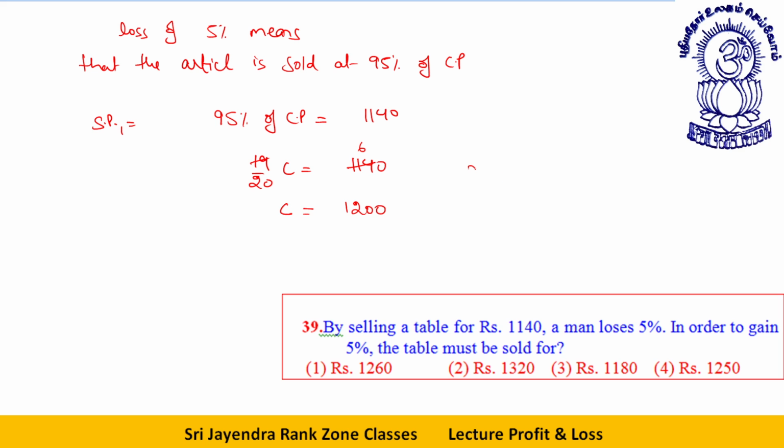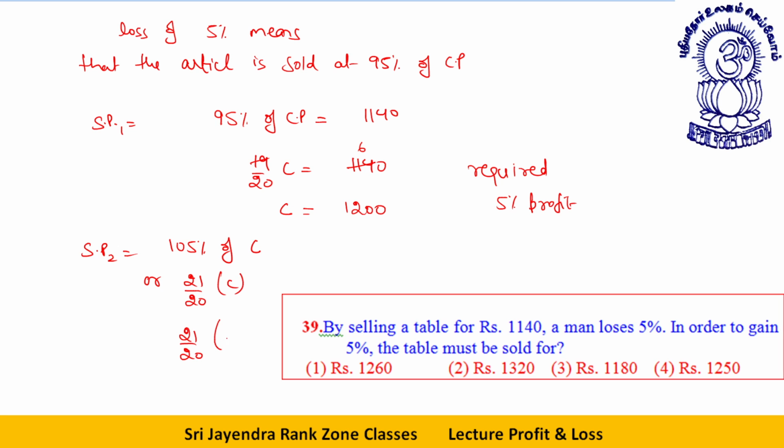Now what is required? The thing required is 5% profit. So the 5% profit means SP2 is what? 105% of C, or 21 by 20 of C. That will give you 21 by 20 of 1200. This will give you another 6. I will tell you a shortcut for this also, dear. So just give me a bit of time. This will give you a 60. That will give you 1260.